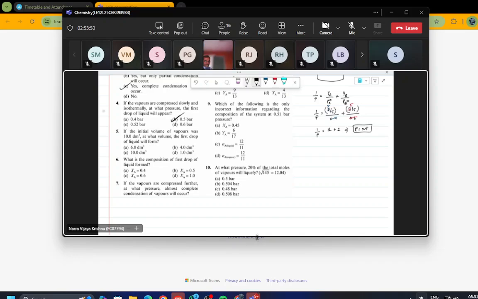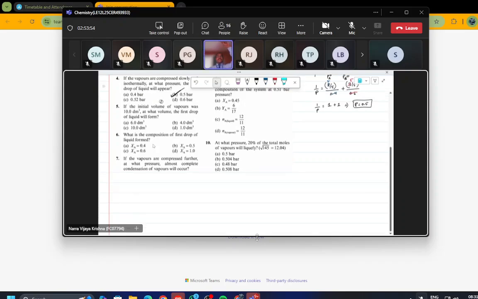Respond. Next question. If the initial volume of vapors was 10 decimeter cube, meaning 10 liters, the total volume of gases is 10 liters. At what volume will the first drop of liquid form?